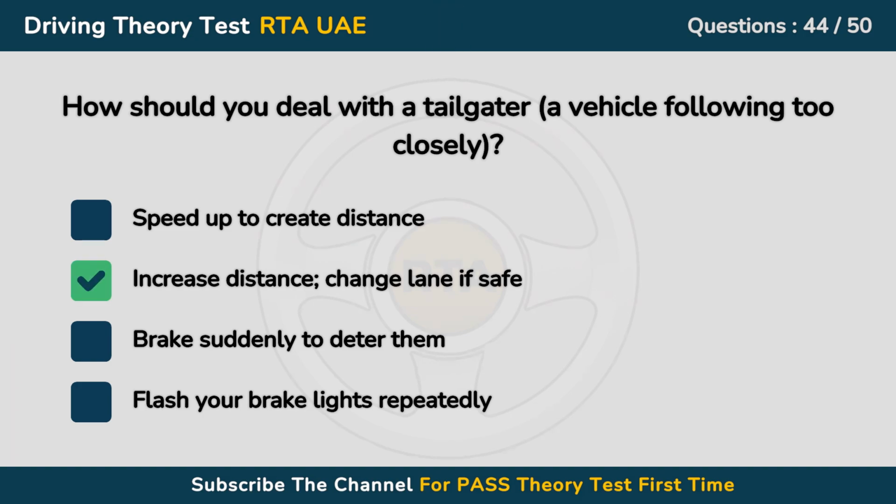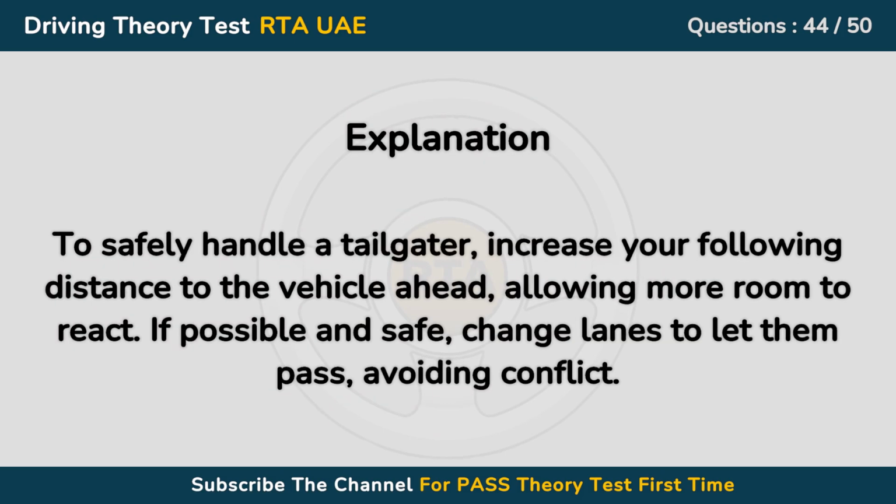Answer is B. Increase distance, change lane if safe. To safely handle a tailgater, increase your following distance to the vehicle ahead, allowing more room to react. If possible and safe, change lanes to let them pass, avoiding conflict.